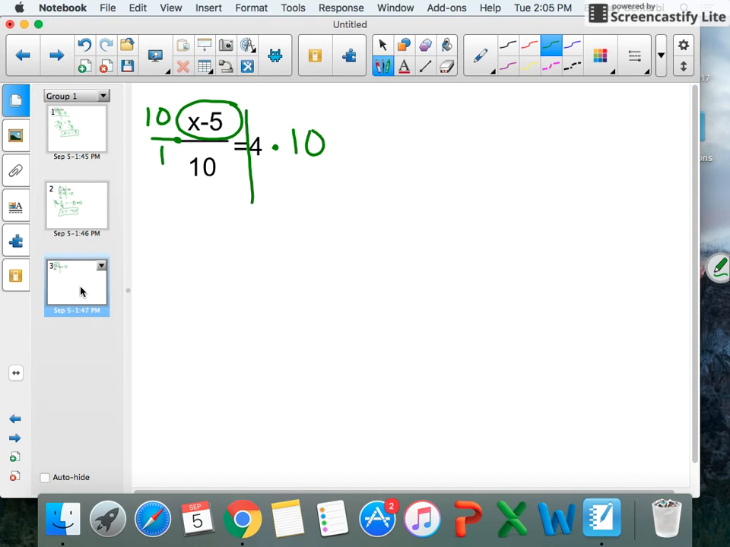This is 10 over 1. 10 divided by 10 is 1, so that cancels out. On my left-hand side, I just have what I had in the circle, the x minus 5. Bring down your equal sign, and then 4 times 10 is 40. Then I'm at a one-step equation, so the opposite of subtracting 5, I'm going to add 5 to both sides, and you get x equals 45.